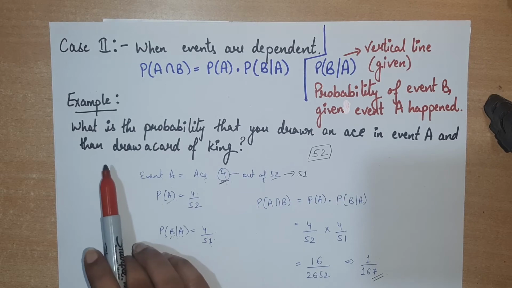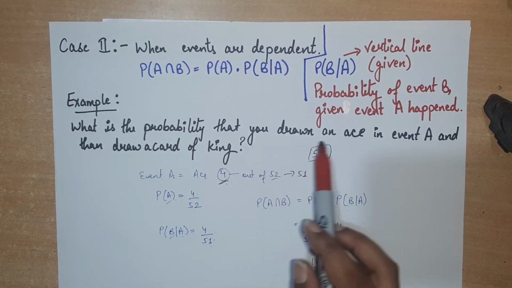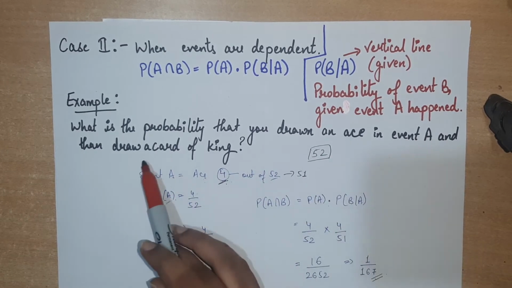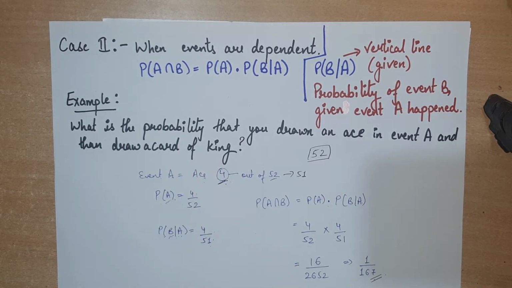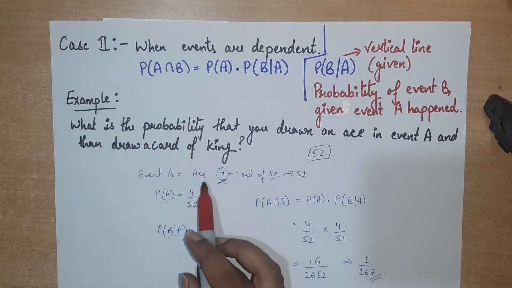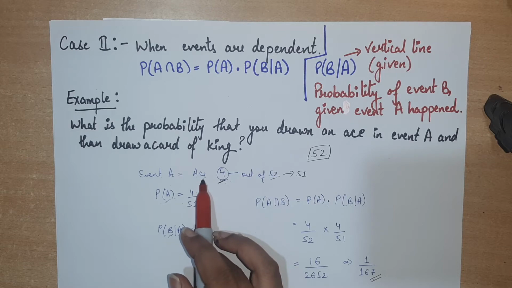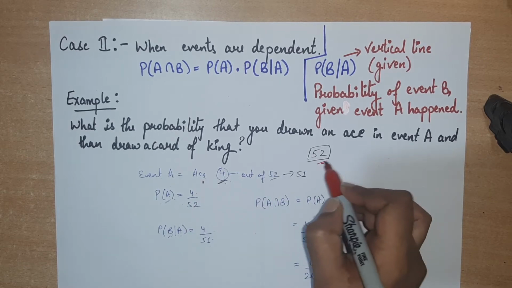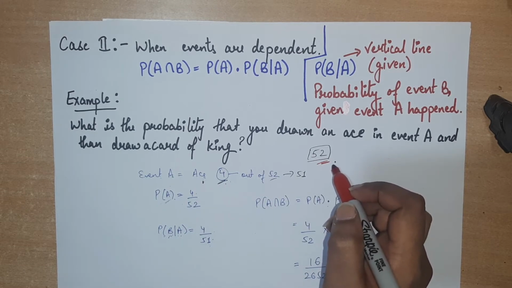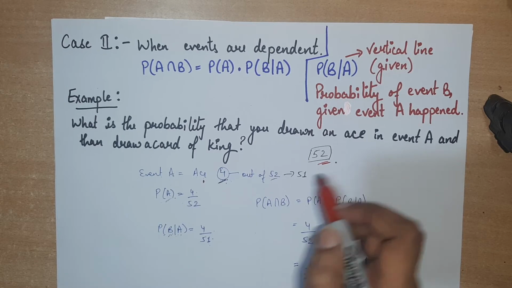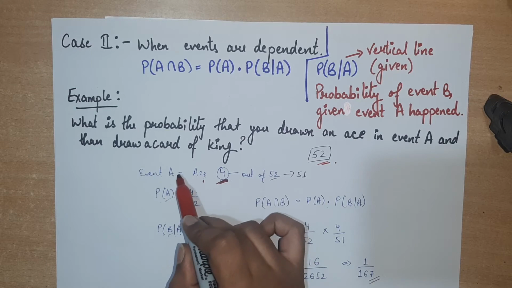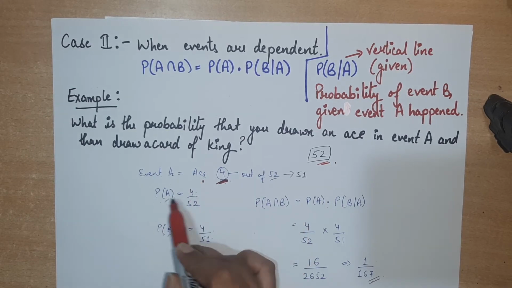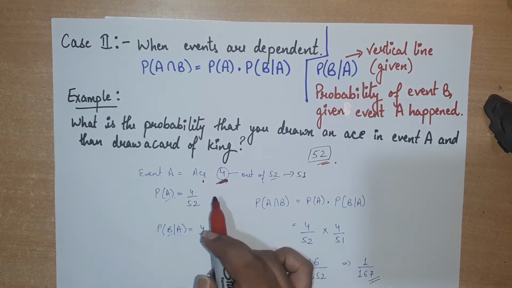In this example we have: what is the probability that you draw an ace in event A and then draw a card of king? When we draw a card the first time in event A, we got the ace. As we know, we have a total of 52 cards in a deck, out of which we have 4 aces. So the probability of event A of getting an ace, the probability of A, will be 4 by 52.